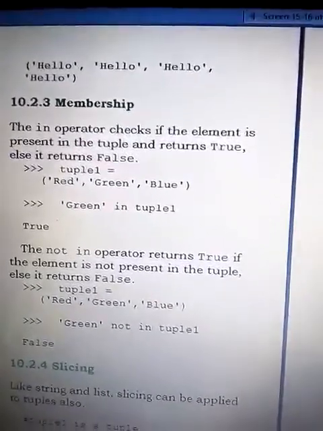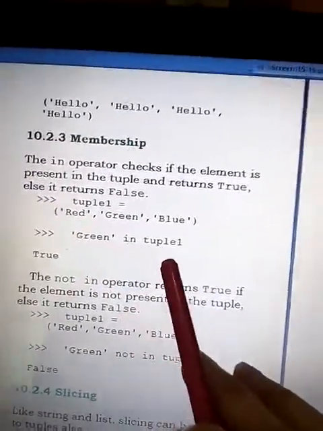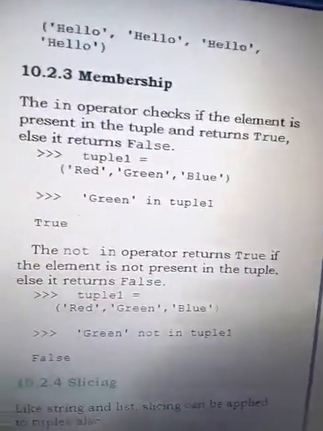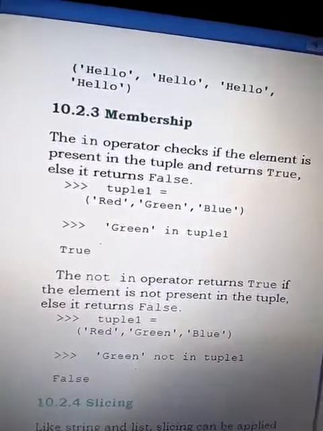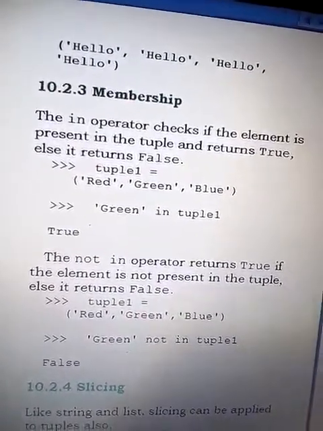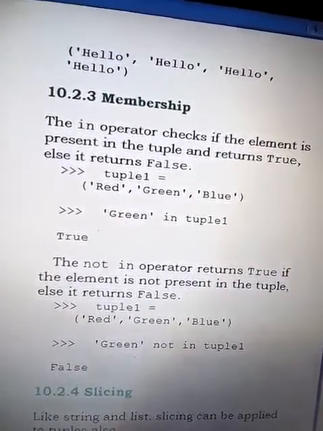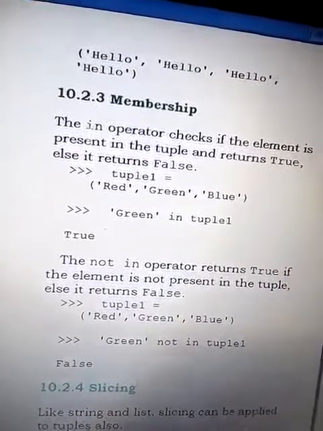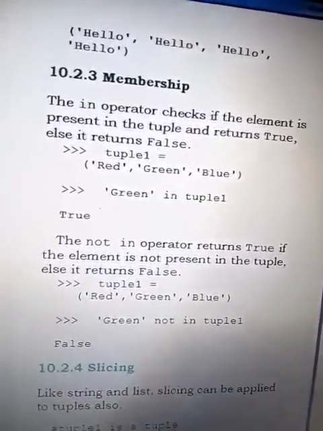Now we are searching for the green. So "green in tuple 1" will give you a resultant output of true or false. Only Boolean values will be given by this operator. If it exists in this tuple, it will produce true, otherwise it would be false. So the answer would be true because green exists in this tuple. Now let's see the next example.